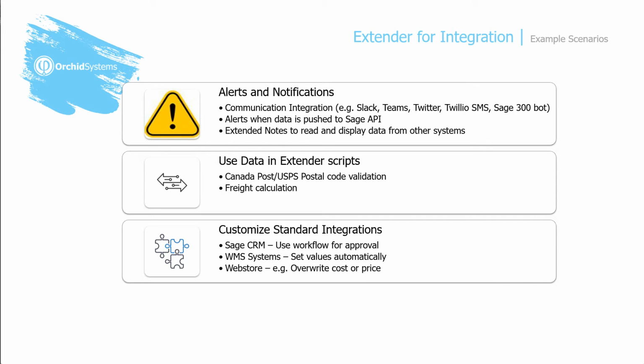If you're populating some optional fields to some required value, you can also use those to trigger the next steps of the process in Sage 300. We have also built examples of overriding standard integrations, such as setting some prices or some costs in ways that the standard connector between the web store and Sage 300 doesn't let you do, but you can do that with Extender by overriding what gets created by the standard application.